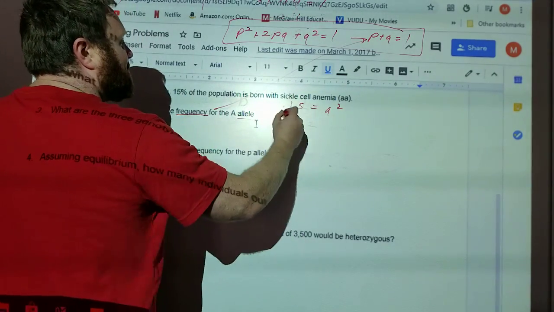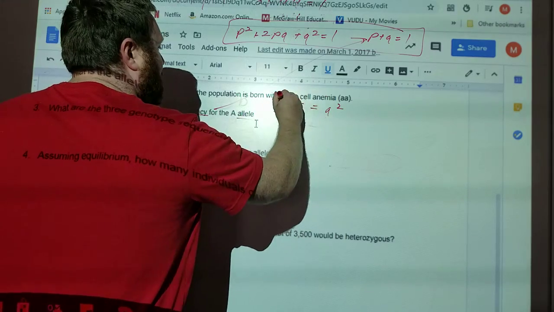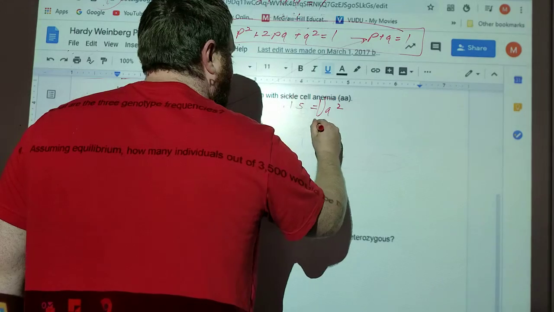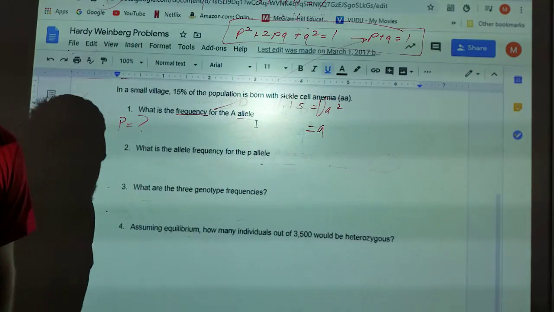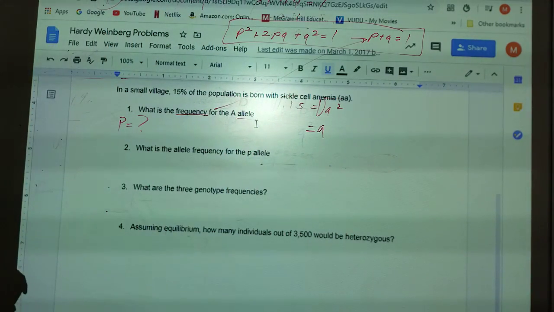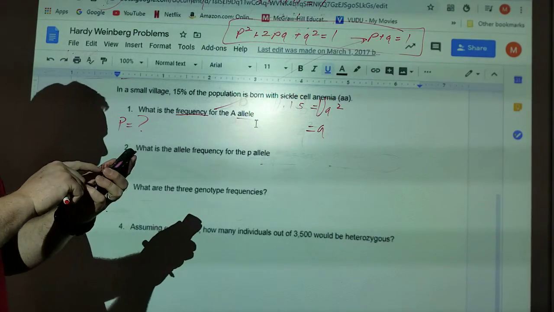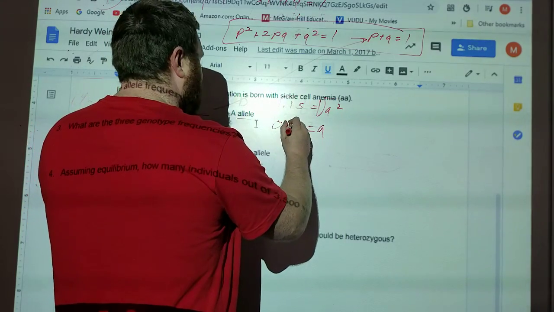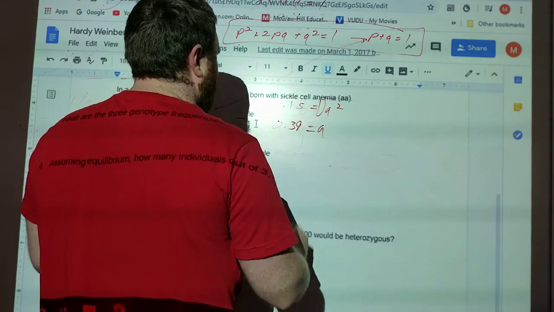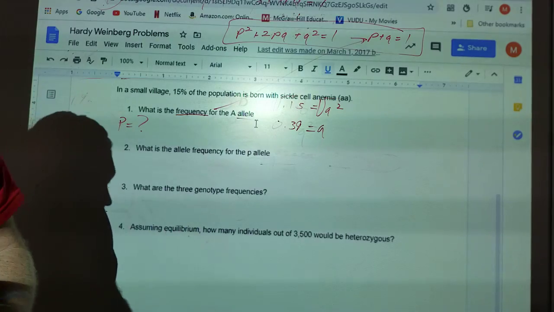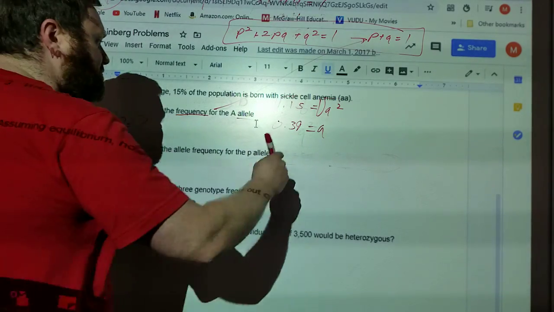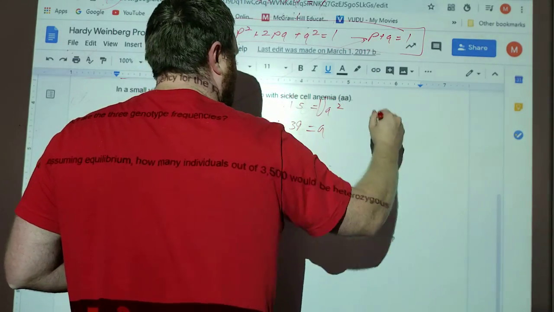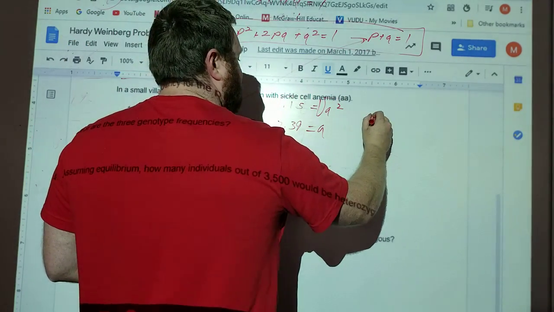So in order to find q, I need to get rid of this squared. The way that you get rid of a square is you take the square root. So q is going to equal whatever the square root of 0.15 is. Let me get my calculator out. I put 0.15, hit the square root button, and I get an ugly number, almost 0.4. We'll say 0.39. Now, if that is q, and I know that q plus p equals 1, can I find p? Of course.